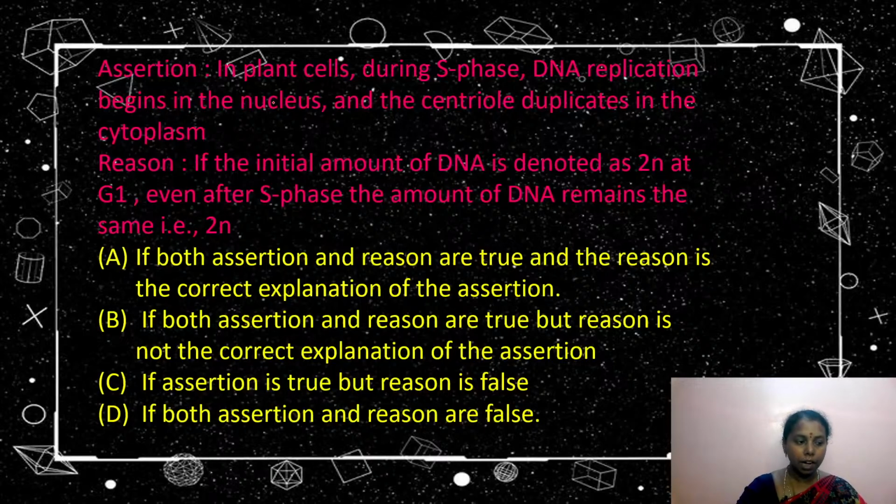Assertion: in plant cells during S phase, DNA replication begins in the nucleus and the centriole duplicates in the cytoplasm. Reason: if the initial amount of DNA is denoted as 2n at G1, even after S phase, the amount of DNA remains the same 2n. So what is your answer?